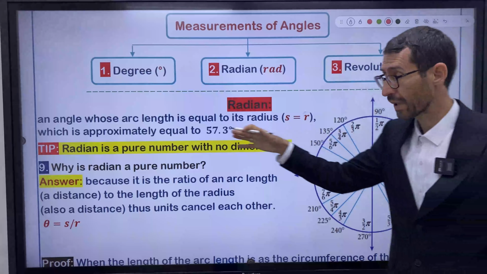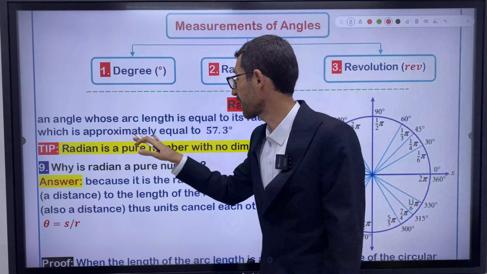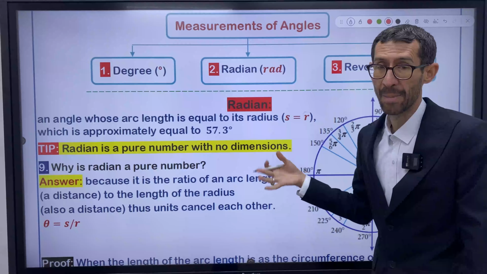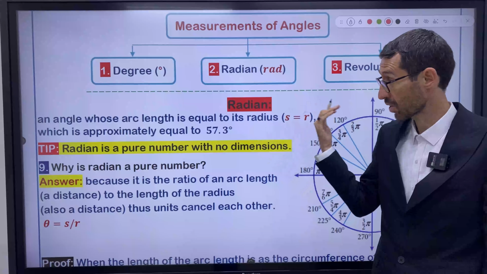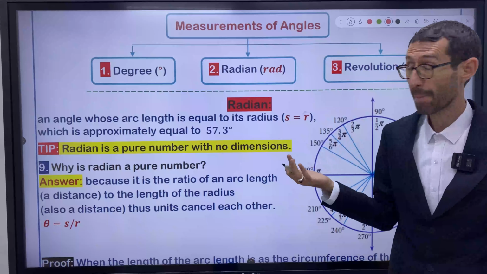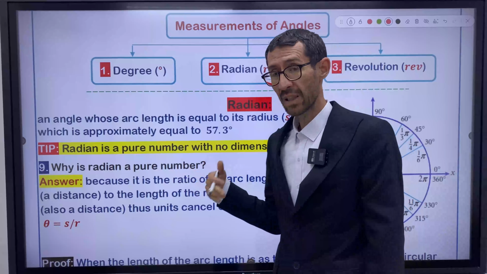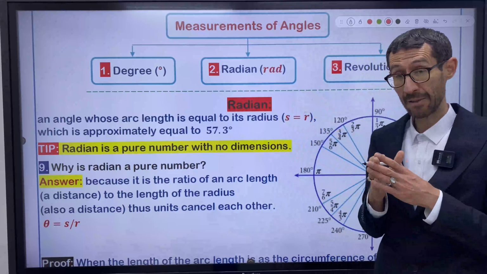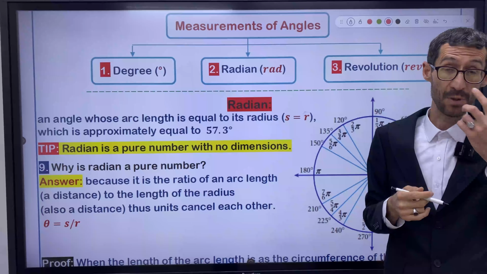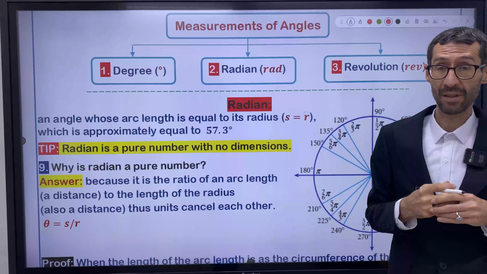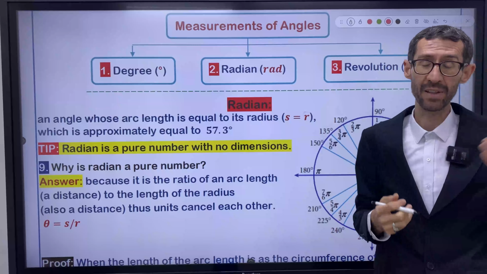Question, so we have a tip here. Radian is a pure number with no dimensions. I told you, radian has no dimension. It's a pure number. But it's exceptional. It's an exceptional quantity, a little bit different from the other quantities.